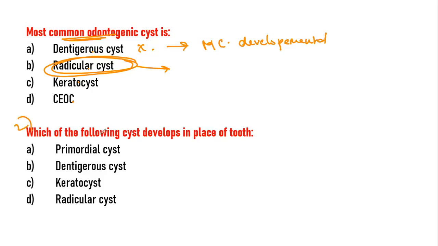Second question, which of the following cysts develops in place of a tooth? So the answer is again not dentigerous, it is the primordial cyst. This arises in relation to an impacted supernumerary or compound odontoma.